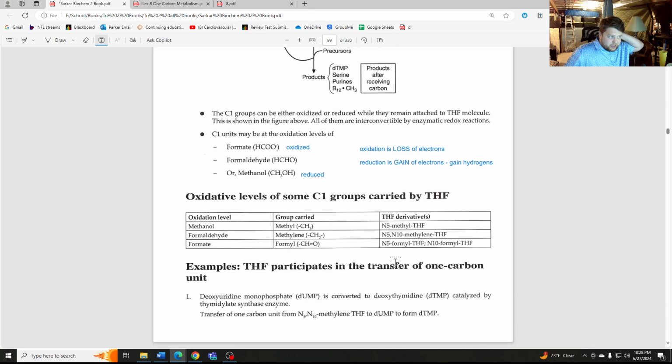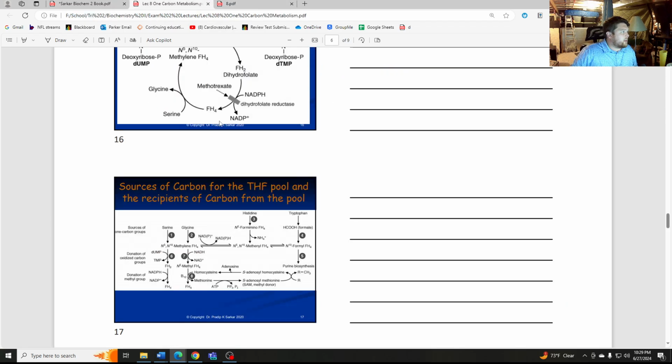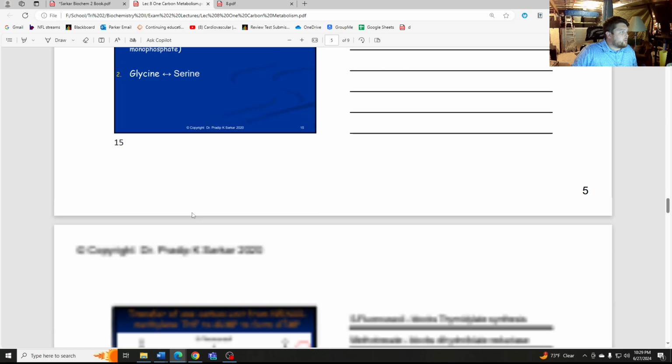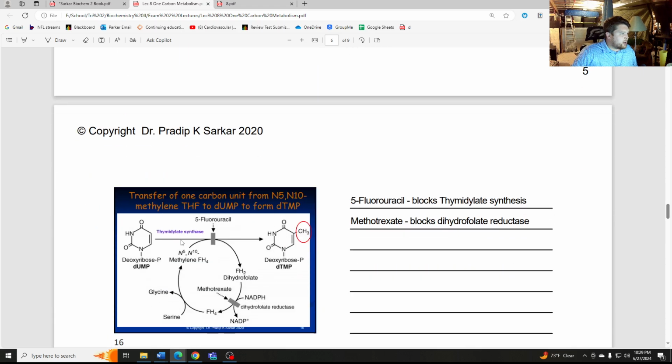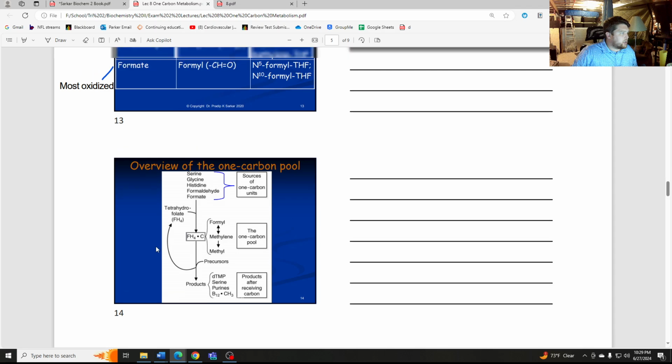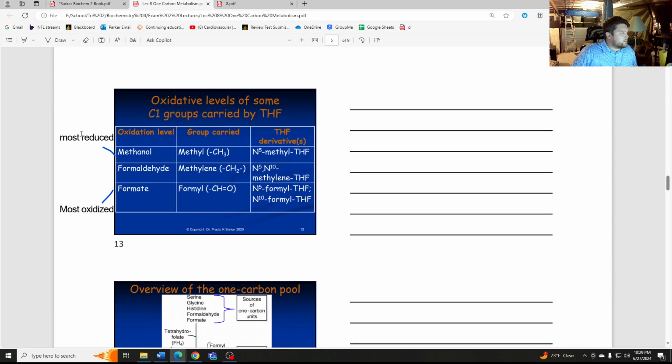So here's where this chart comes in, and we see that as well in the PDF form. Dr. Sarkar puts a lot of these graphs already in here as well. You can see the most reduced is the methanol, the most oxidized being the formate.